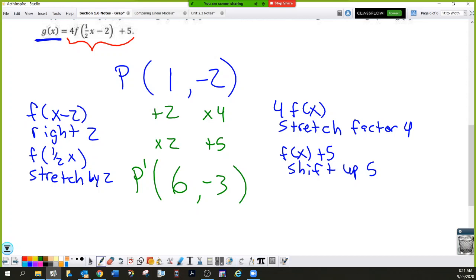Neat, huh? You don't need the graph. You don't need the equation. Transformations don't change graphs. Transformations change coordinates.